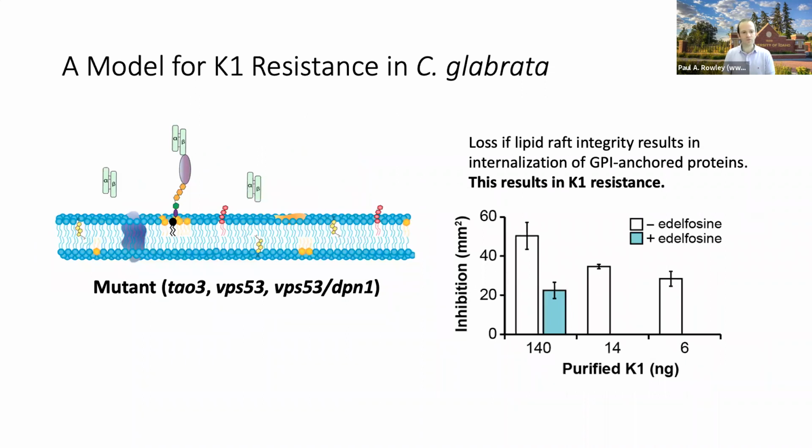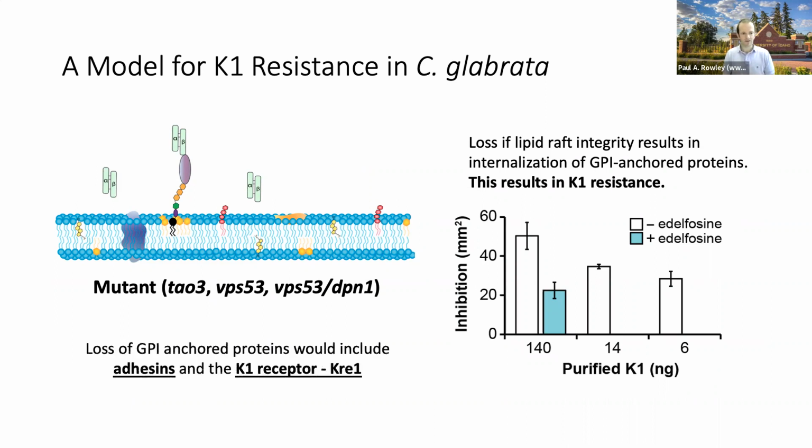So we've got this idea now that Tau3, VPS53, and the double mutant are somehow interfering with the formation of lipid rafts in Candida glabrata. And it's this loss of raft integrity that is causing K1 resistance, in a similar way to what we showed with adelphazine. So that idea that we would be losing the Cre1 receptor for K1 also fits with the view that we saw that there's less adhesion of these mutants on polystyrene. And a lot of adhesins produced by Candida glabrata are also resident in lipid rafts. So it does fit that model.